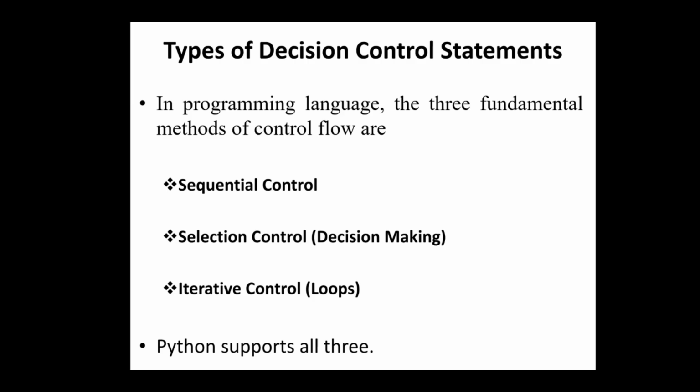Welcome, listener. Today we will discuss types of decision control statements. In any programming language, the three fundamental methods of control flow are sequential control, selection control or decision making, and iterative control or loops. Python also supports all these types.